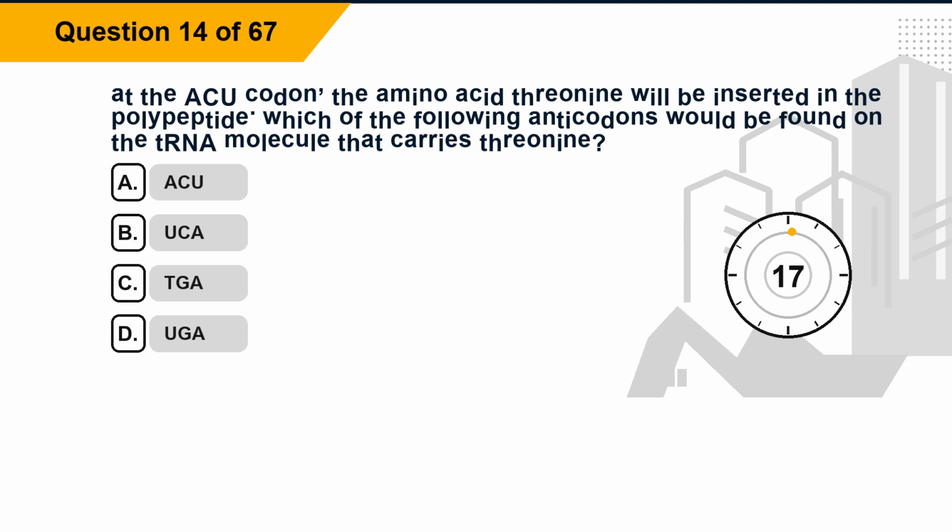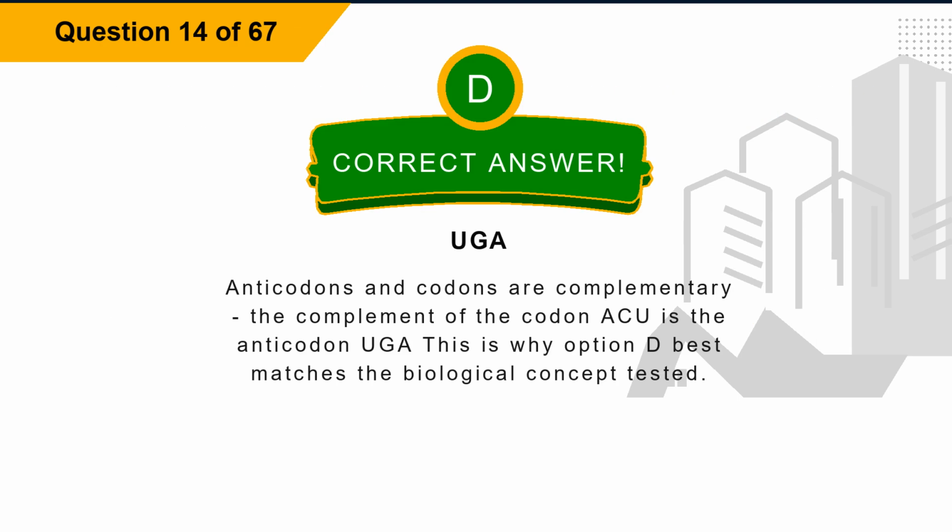Question 14. At the ACU codon, the amino acid threonine will be inserted in the polypeptide. Which of the following anticodons would be found on the tRNA molecule that carries threonine? Option A. ACU. Option B. UCA. Option C. TGA. Option D. UGA. The correct answer is option D. UGA. Explanation. Anticodons and codons are complementary. The complement of the codon ACU is the anticodon UGA. This is why option D best matches the biological concept tested.